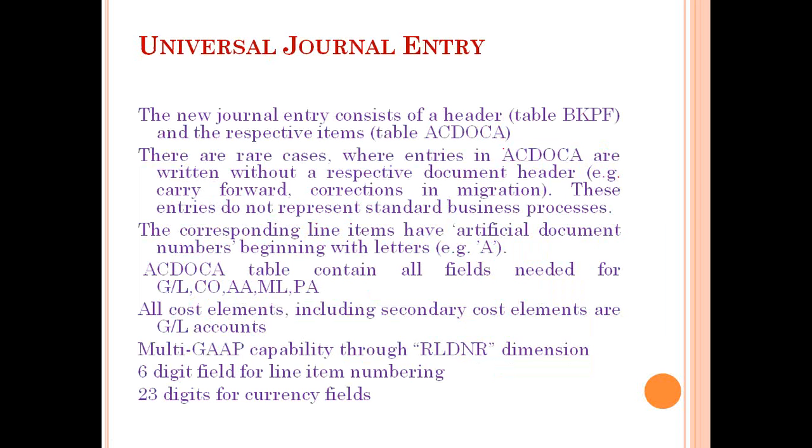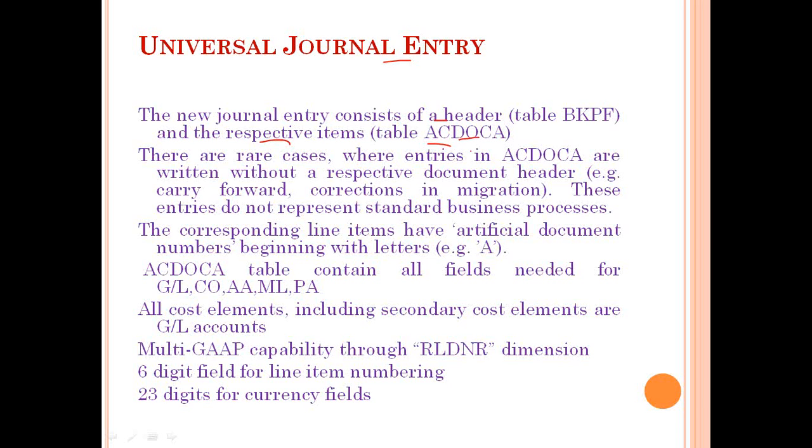So what is this Universal Journal? How will the system post a document using this Universal Journal concept? The new journal entry consists of a header table, BKPF, and with respect to it, the line item table ACDOCA. So this is a line item table.